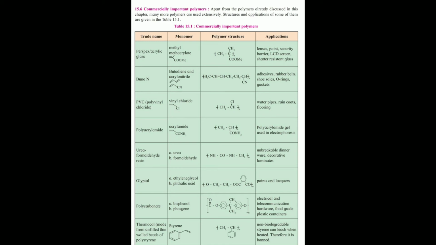This is the table of some important commercially used polymers. You can study these polymers from your textbook. It is for your self-study. In this chart, the monomers used for the preparation of these polymers, the repeating units or structure of the polymer are given, and their importance is also listed. You can study this from your textbook. This is for your self-study.